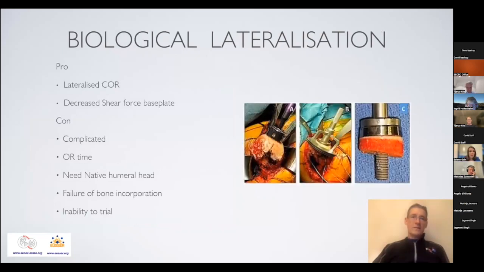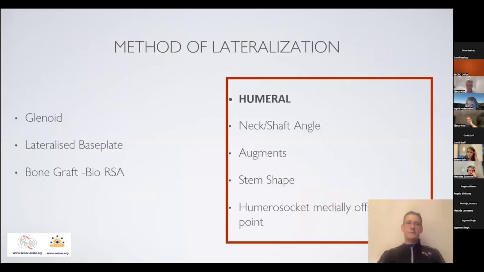The main disadvantages of biological lateralization is that it's complicated. There's increased time in the operating room. You need to have the native humeral head, so not helpful in a revision case. There may be failure of bone incorporation. And of course, you don't have the ability to trial that you have with a metallic implant.